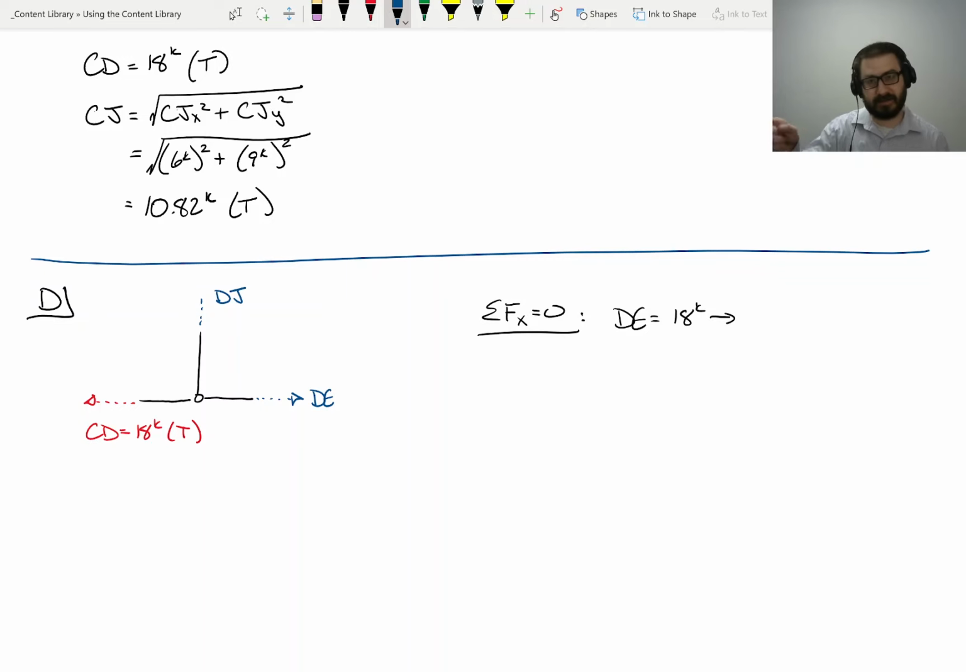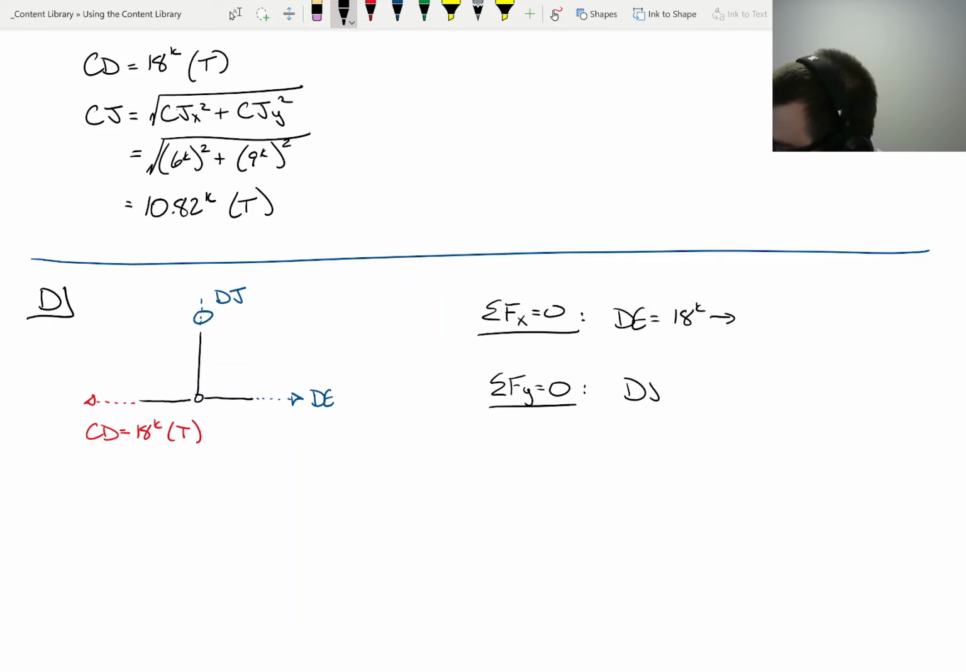The interesting part is the vertical member, because here's the joint. There are no loads applied at joint D. So all I have is two horizontal members and one vertical member framing into that joint. There are no vertical forces on that joint. So if I sum forces in the y direction, the question is, what is DJ? And the answer is DJ is zero. It is not a member that is experiencing compression or tension. It is a zero force member. It is not carrying any load at all.